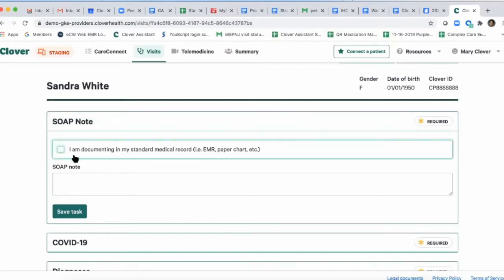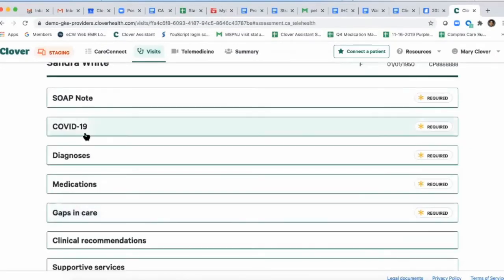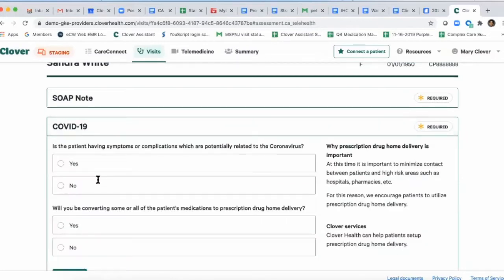You can document in your EHR, and you can say, I am documenting in my EHR there, or you can just put in your SOAP note right here. Real easy. COVID-19. What we wanted to do as a health plan was understand which one of our members had a definite or probable or possible COVID infection, because we as a health plan are able to reach out to those members to give them additional services to help tide them through that episode.